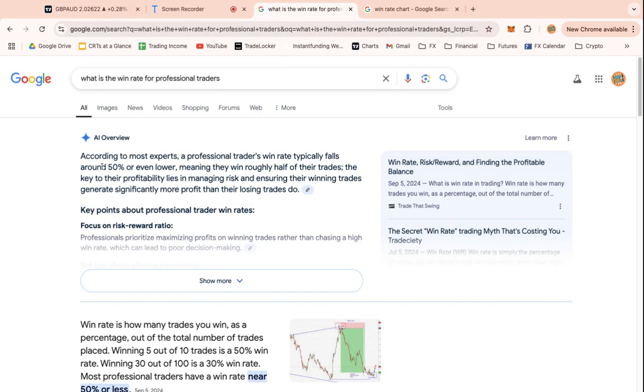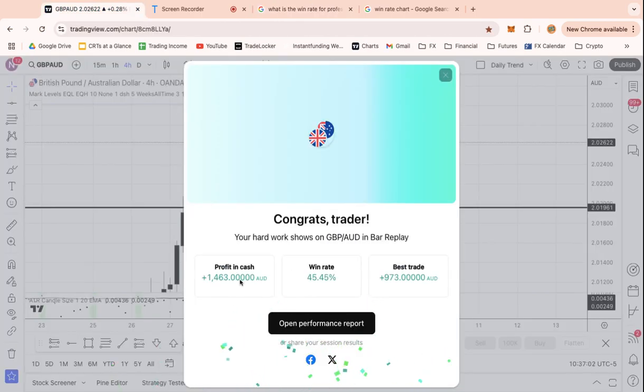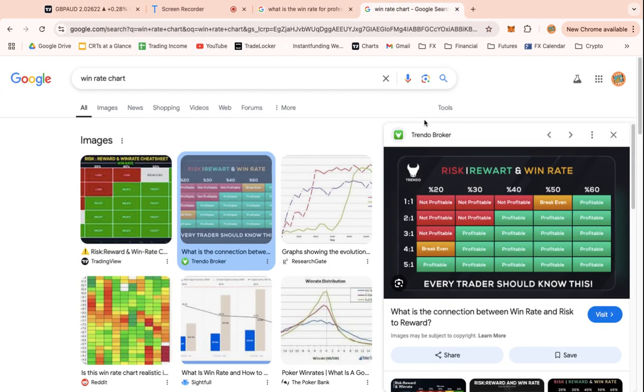For professional traders, remember the win rate for a professional trader is about 50% or even lower. But you do not need a 100% win rate to be profitable, as I've just proven to you right here. Okay. So we did win profitably. And keep in mind, too, I didn't even focus on risk to reward because take a look at this chart here. If your win rate is around 40 to 50%, as long as you're doing 1 to 2 or 2 to 1, you're going to be profitable with this win rate between 40 and 50.